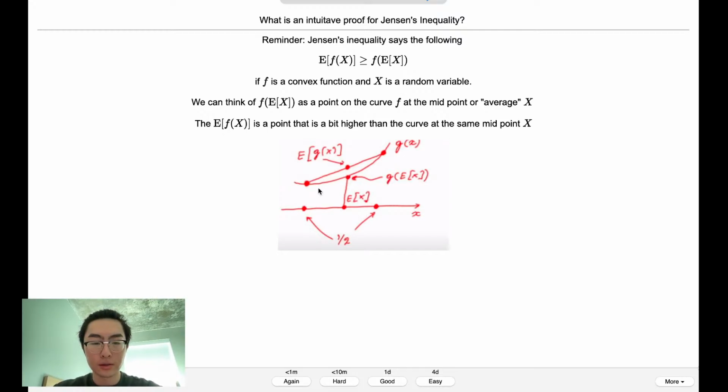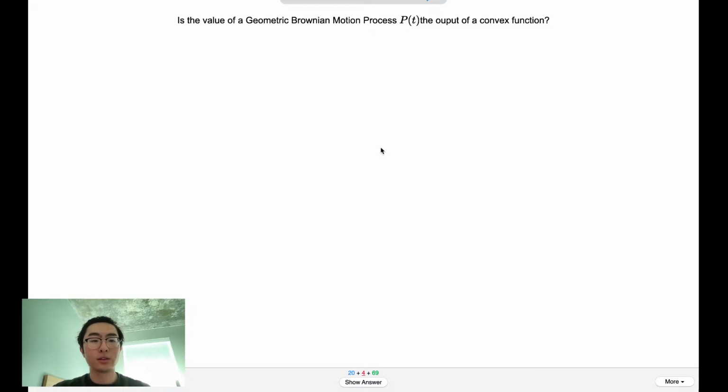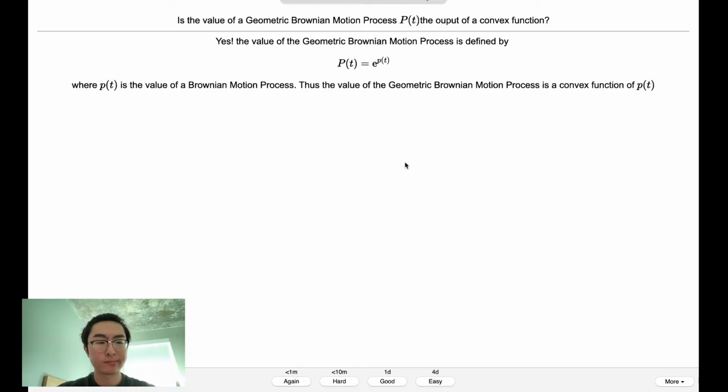Right, okay, so this is the expected value of x on g of x. This is the expectation of g of x. This is the value of a geometric Brownian motion process, the output of a convex function. It should be, because a geometric Brownian process is just e raised to the power of a Brownian motion process.